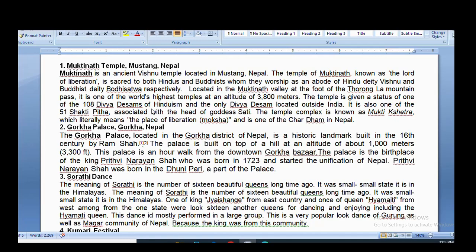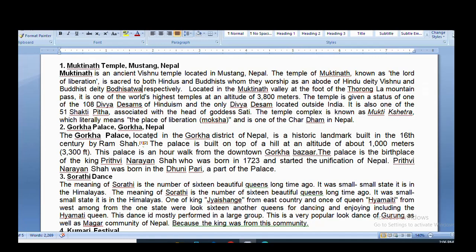3,800 meters. The temple is given a status of one of the 108 Divya Desams of Hinduism, and the only Divya Desam located outside India. It is also one of the 51 Shaktipeeth associated with the head of goddess Sati. The temple complex is known as Mukti Kshetra, which literally means the place of liberation. If we talk about the Nepali meaning, that is moksha, and it is one of the Char Dham located in Nepal.